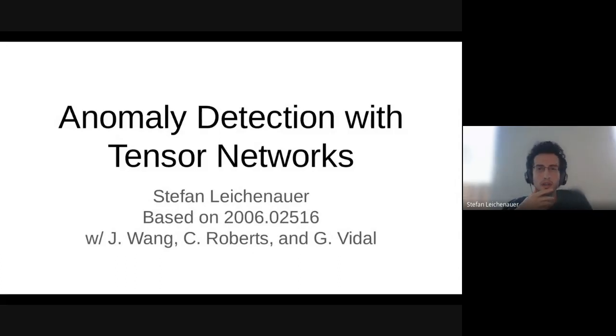I'm going to talk about this work on anomaly detection with tensor networks, based on this arXiv paper that I did with my colleagues at X, Chase and Giffray, along with our intern Jensen, who is now entering, I believe, his junior year as an undergraduate at Stanford. And he's just great. He deserves, I think, the lion's share of the credit for this work.